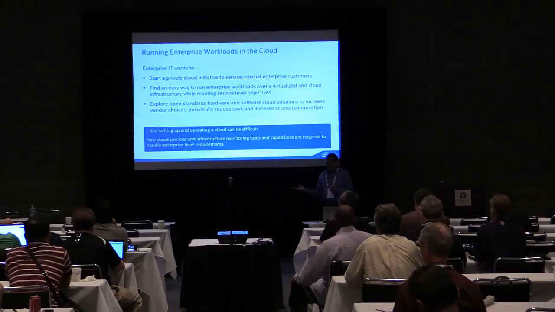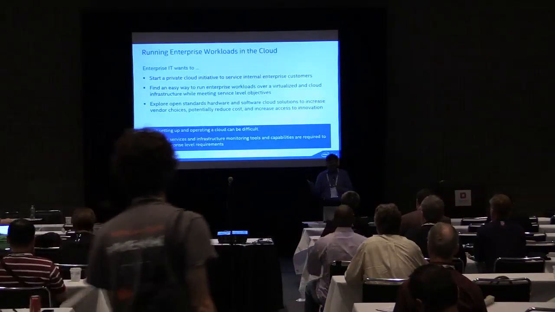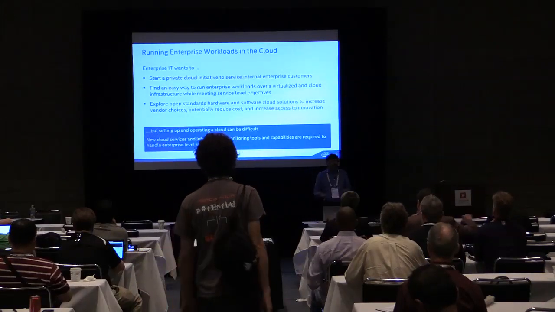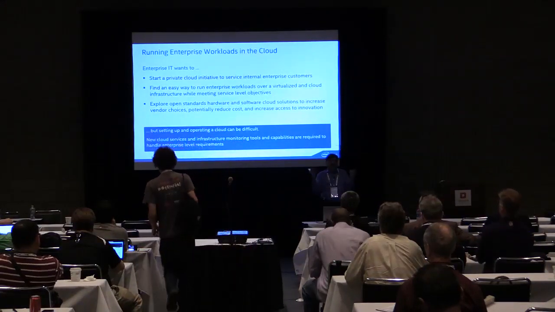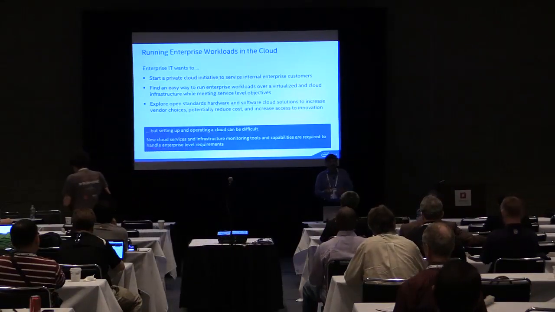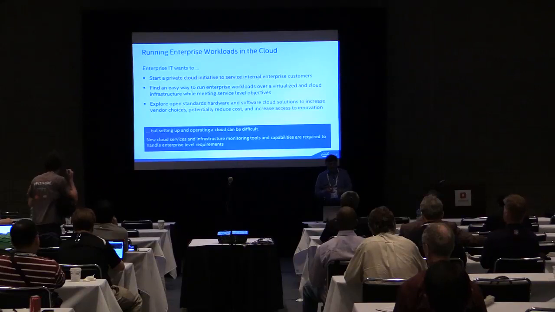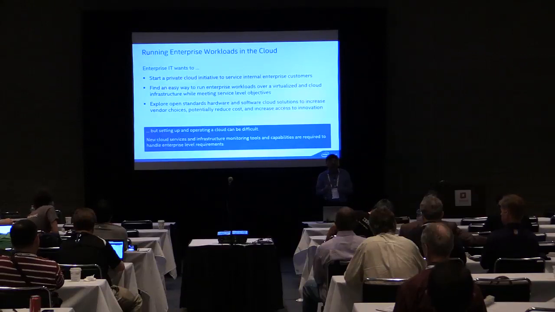On the other side, they're virtualized, and they want to move up from virtualization to IT as a service. As both of these infrastructures come together as a strategy, many of the enterprises want to collapse those things so that they can run all of those workloads on a single infrastructure. They want to start with a private cloud initiative servicing internal customers. They want to run all of these workloads, including enterprise workloads, in that same virtualized and cloud infrastructure while meeting their service level needs.